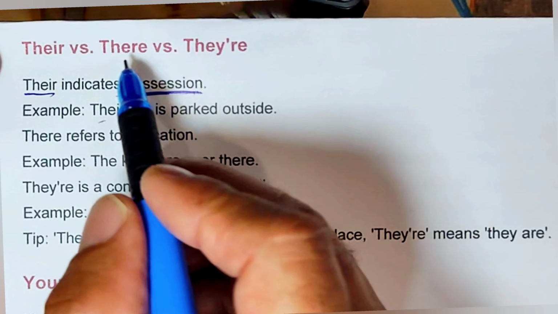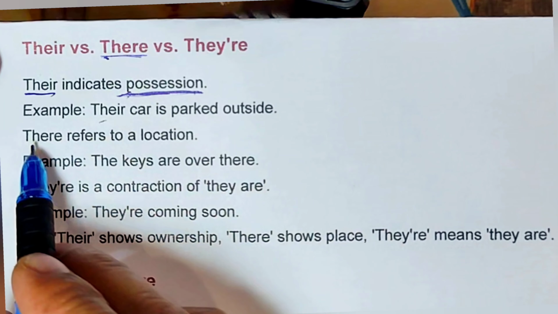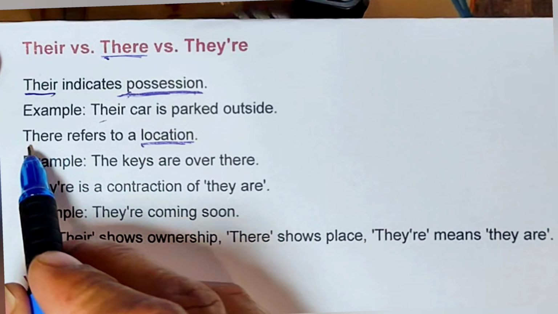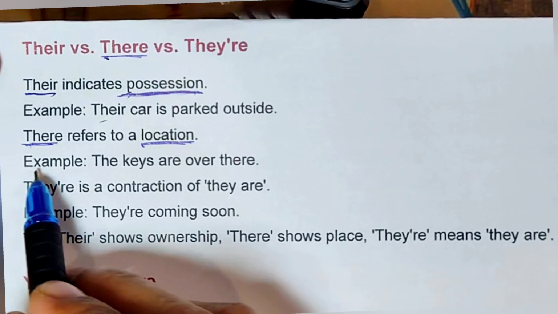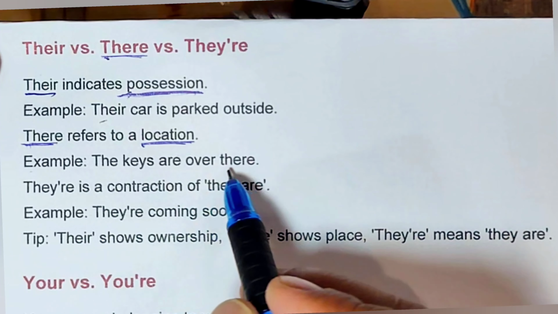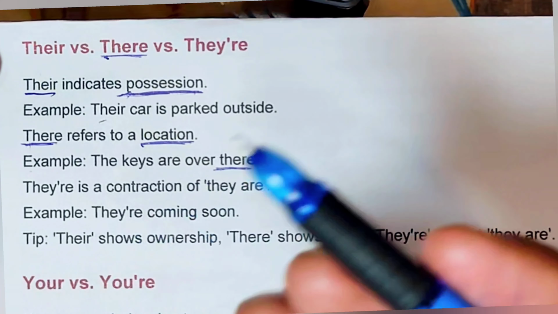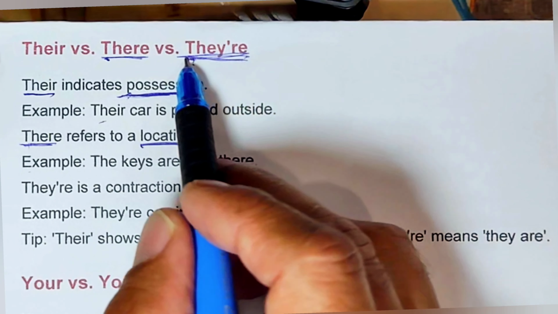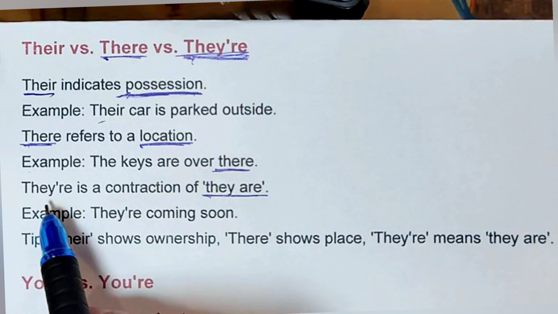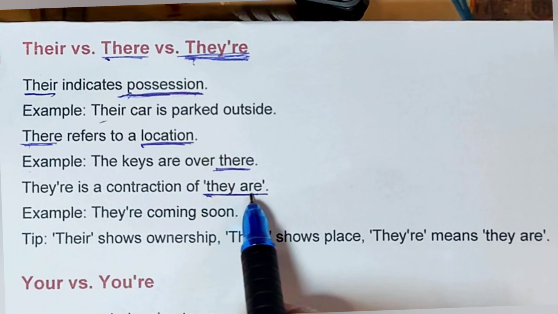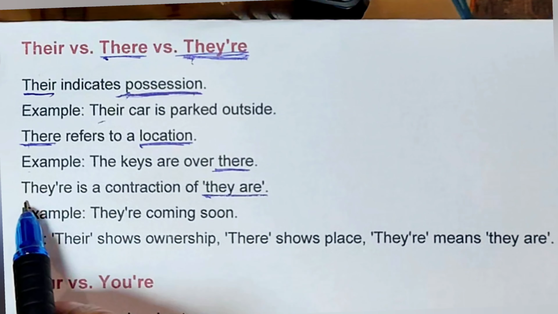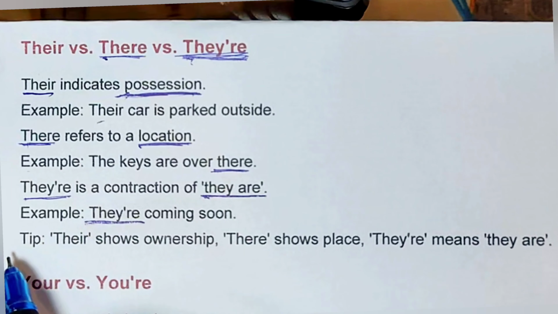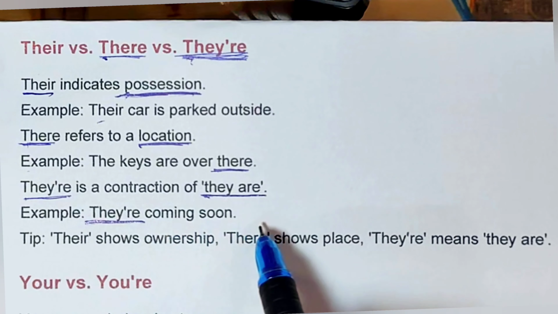And there, the next one, refers to a location. It describes the location. An example here: the keys are over there. This is the location. And the next one, the third one, is just a contraction of they are. The short form they're is a contraction of they are. An example: they're coming soon.